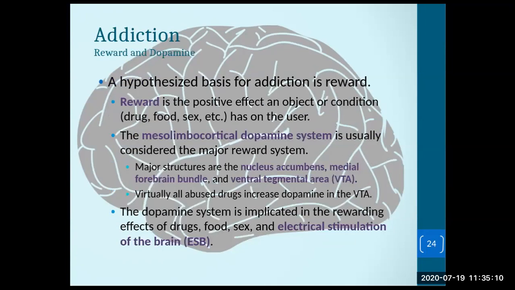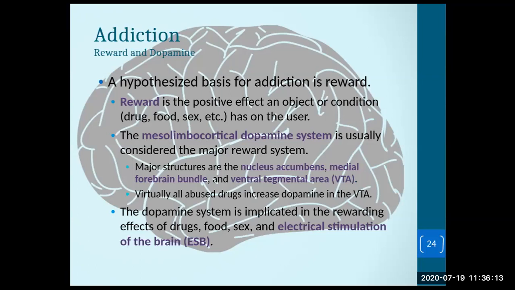So the most hypothesized or predicted basis for addiction is that it's rewarding, right? We take the drug and it feels really good and it is rewarding. It's pleasurable to your pleasure or reward center. So reward, of course, is defined as the positive effect an object or condition has on the user. And as I said before, even though we talk about the chemical dependency, the drugs that make us change our body chemistry and brain chemistry, it is not just chemicals like drugs and alcohol that have this effect. The addiction circuit is also rewarding in food, sexual pleasure, of course, which causes those endorphins to be released, shopping, video games, and other sort of things that cause this circuit to activate.